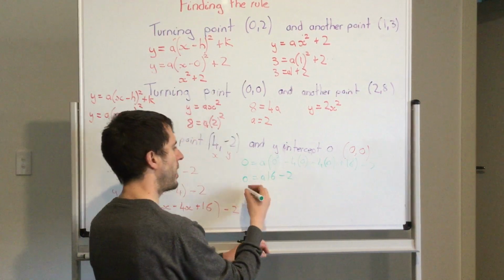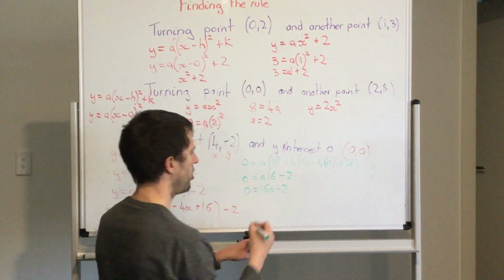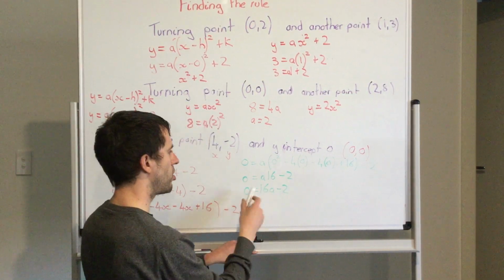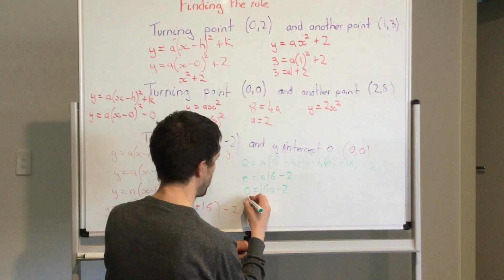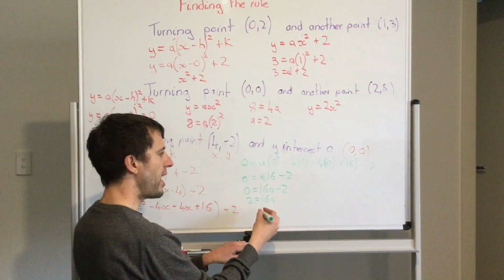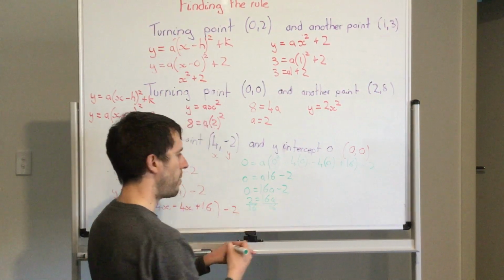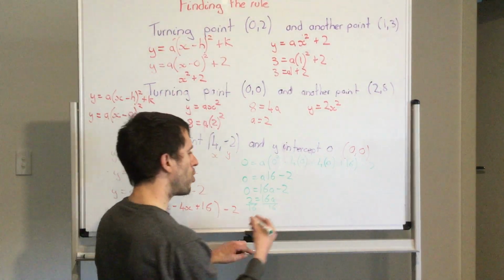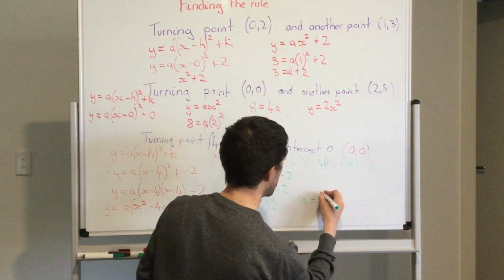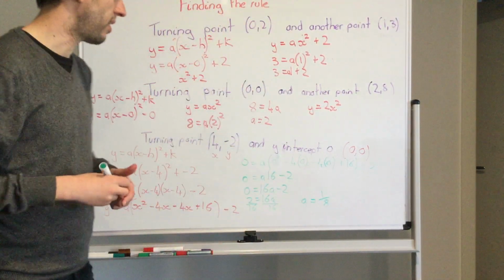So we should change that around: 16a minus 2. I can take 2 to the other side. It becomes positive. 2 equals 16a. How do you get a by itself? I divide by 16, and I divide 2 by 16. So a equals 1 over 8. I just simplified 2 over 16.